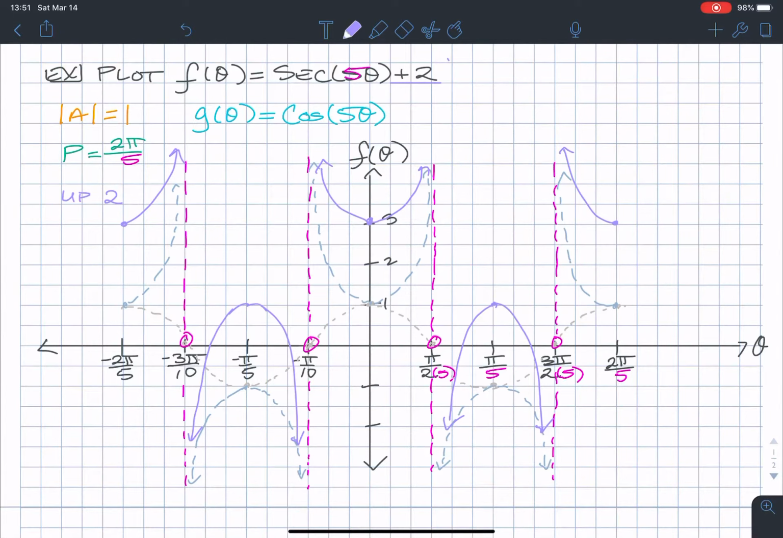So let's note something about the domain and the range, most importantly. So the domain, of course, excludes all values of theta for which there's a vertical asymptote. So that looks like theta cannot be equal to pi over 10 plus the distance between asymptotes, which is pi over 5. So any integer multiple of pi over 5, plus or minus.